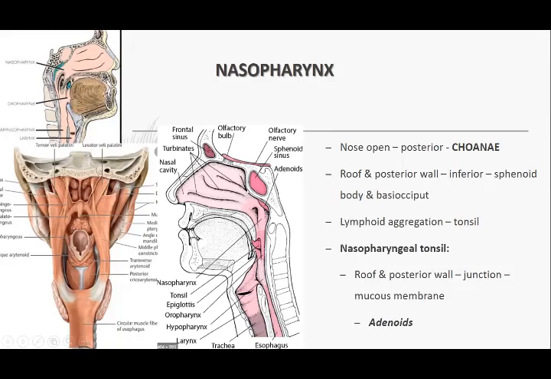Please note, this was the cribriform plate of the ethmoid. This was the sphenoid bone. In this sphenoid bone, this is the sphenoidal air sinus. This entire bone is the body of the sphenoid.